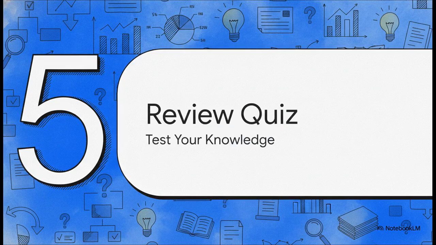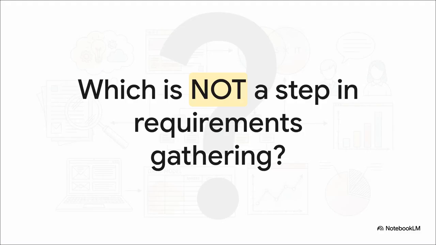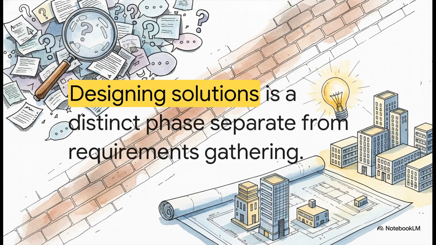Part 5. Engagement. Interactive review quiz. All right, let's take a second to test how well we've absorbed these frameworks. Look at this question regarding the core requirements phase. Which of these is not part of requirements gathering and analysis? Is it A, eliciting, B, documenting, C, designing solutions, or D, analyzing? If you guessed C, you nailed it. The correct answer is designing solutions.